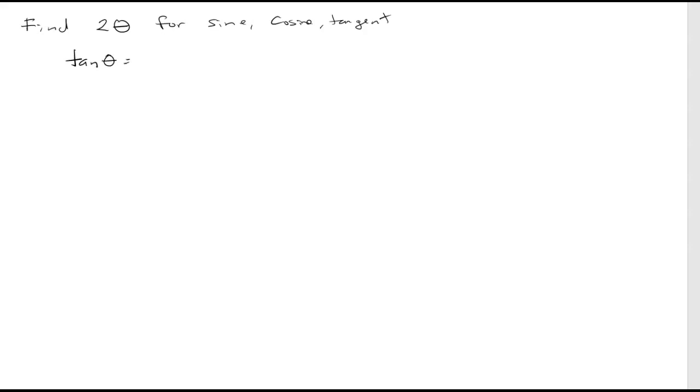Tangent of theta is 5/3. And what do we know? We know that the sine of theta is less than 0. So based on this information, the first thing I'm going to do is figure out what quadrant theta is in, if that's going to help me with anything else. Tangent is positive in the first and third quadrant, so where is sine negative? In the third and fourth quadrant. I now know that theta is in quadrant 3. Okay.